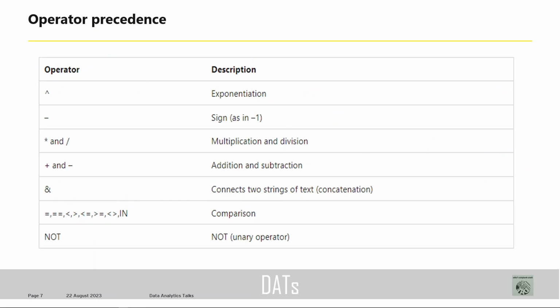As there are multiple operators, it's always important to understand operator precedence. So you have exponentiation, then sign, then multiplication and division, then addition and subtraction, then concatenating two strings of text, then comparison, then not. So this is the operator precedence.